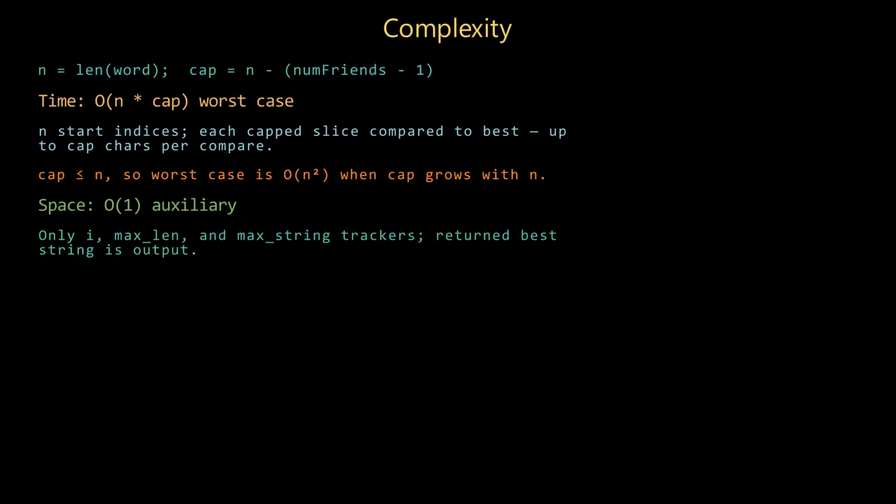Let n be the length of word, and cap be n minus (numFriends minus 1). Time is O(n times cap) in the worst case. Each start index builds a capped slice and compares it to the best so far. Because cap is at most n, that is O(n squared) when cap grows with n. Space is O(1) auxiliary, only the loop index and trackers; the returned best string is output.